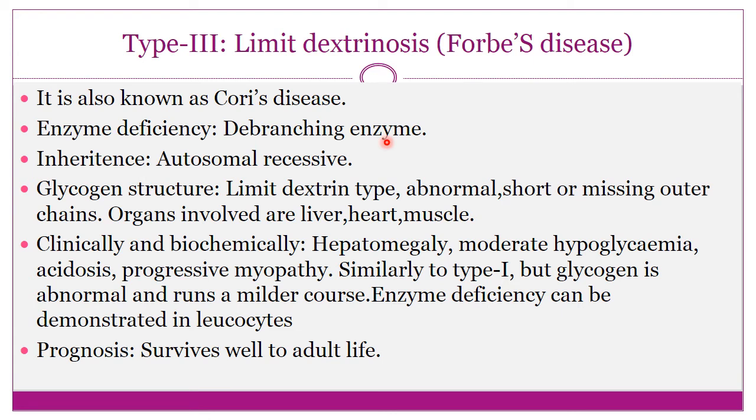In glycogenolysis, debranching is there to break the 1,6 bonding. Here the debranching enzyme is absent. The inheritance is also autosomal recessive. In the glycogen structure, a limit dextrin type structure is there. It is not highly branched type. It has abnormal, short or missing outer chains, and the organs involved are liver, heart and muscle.